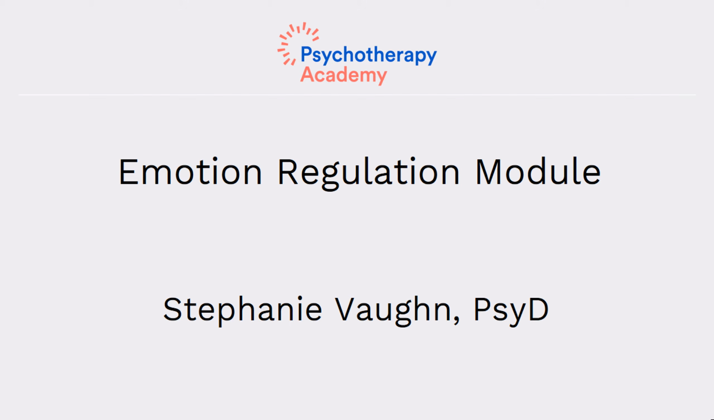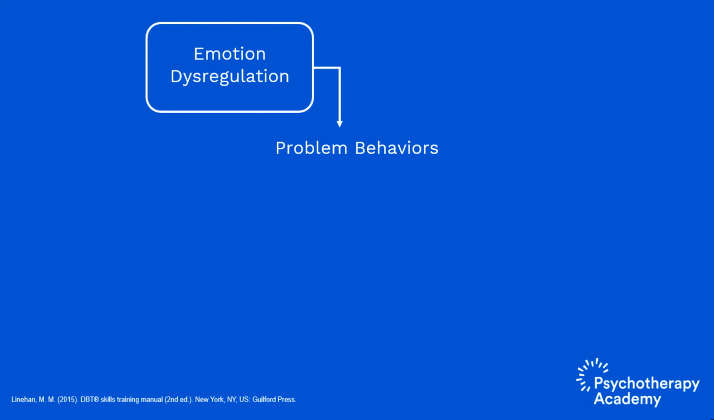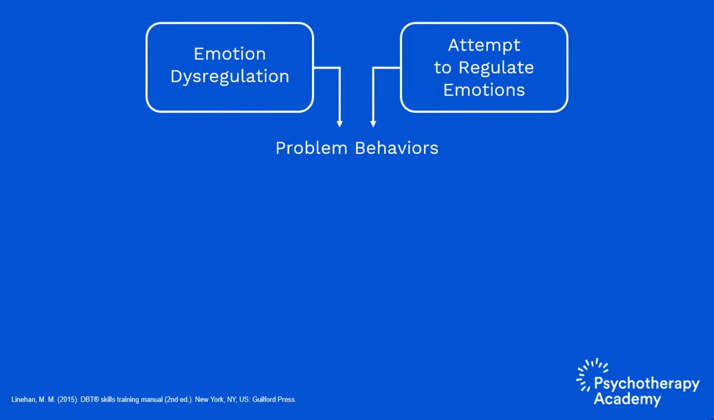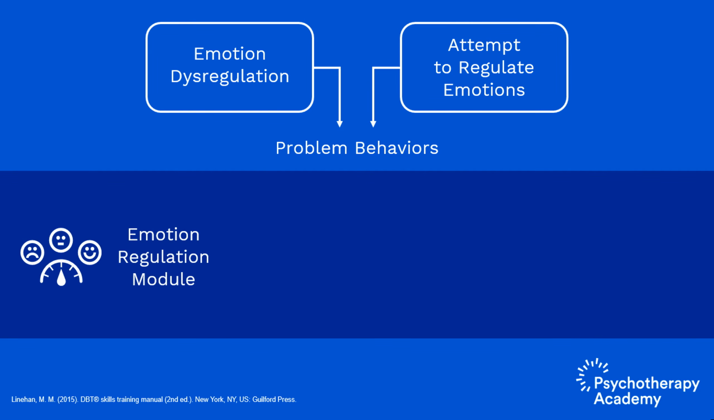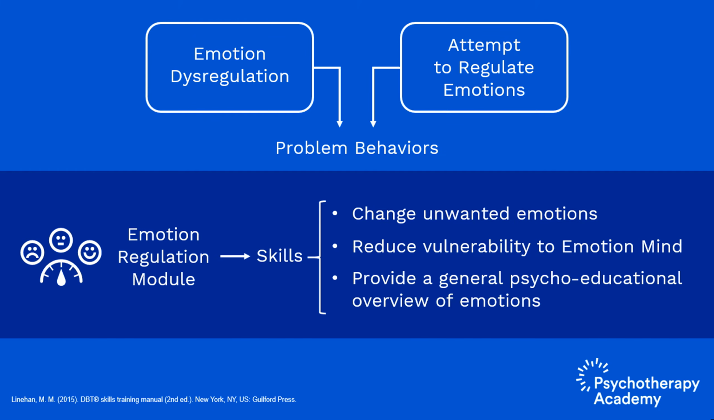When an individual's core issue involves difficulty in managing emotions, it is likely that DBT may be a good fit. Problem behaviors may be the result of emotion dysregulation, or they may be an attempt to regulate emotions. This module, the Emotion Regulation module, teaches skills to assist members in changing unwanted emotions, in reducing vulnerability to emotion mind, and provides them with a general psychoeducational overview of emotions.